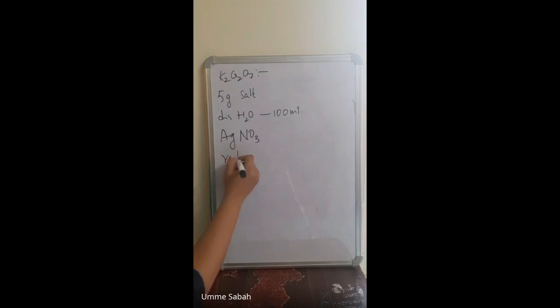We'll add silver nitrate solution until a red color precipitate is formed. Until you get the red precipitate, we will add silver nitrate solution to the potassium dichromate solution. Next, allow it to stand for 12 hours. After we make the solution of potassium dichromate and silver nitrate, we have to allow it for 12 hours.